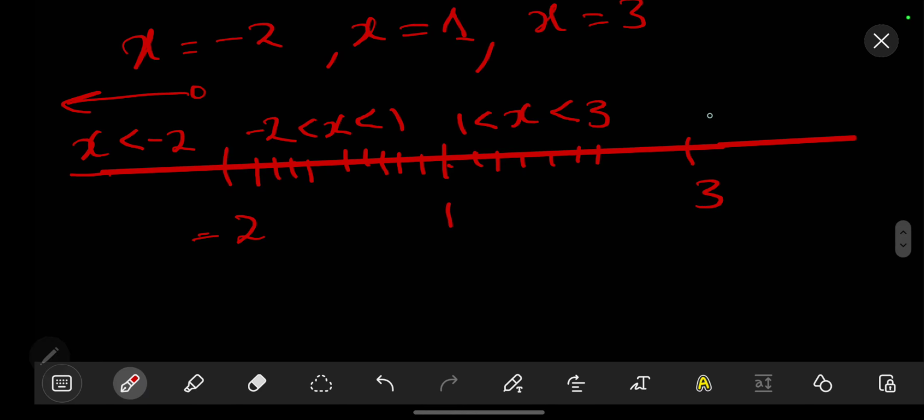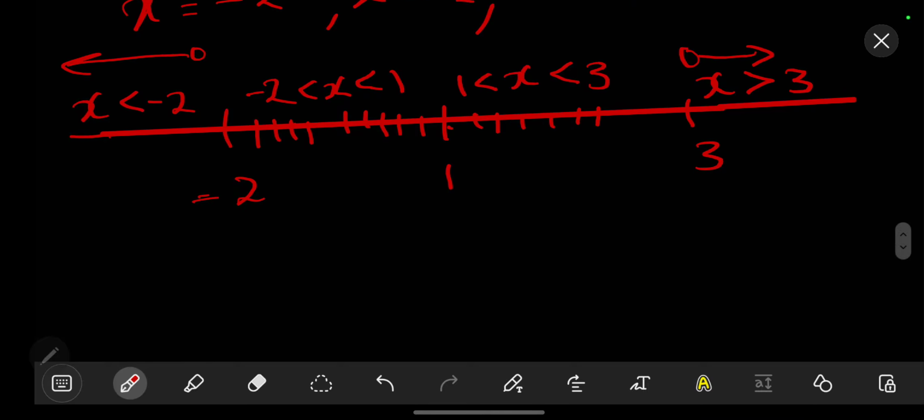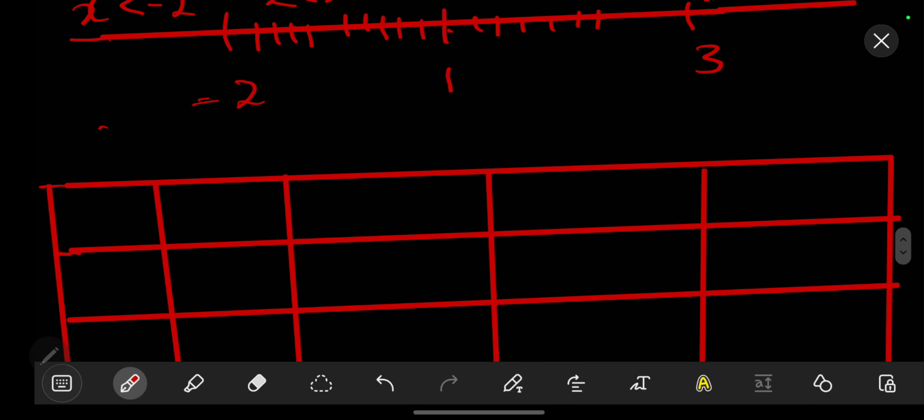Last but not least, we have our values of x on this side. All the values of x on this side are greater than 3. We could have 4, 5, 6. You are going to use these same values to come up with a table. That table will help you find out where the graph will pass certain points. So let's come up with it. So we have our factors.